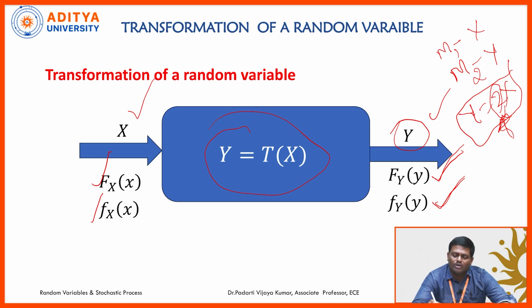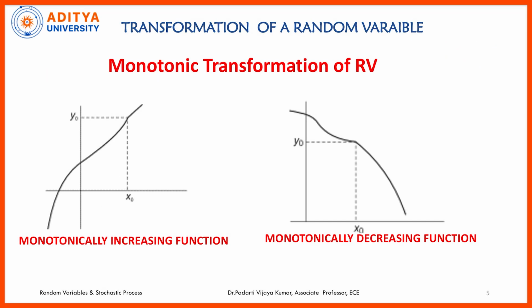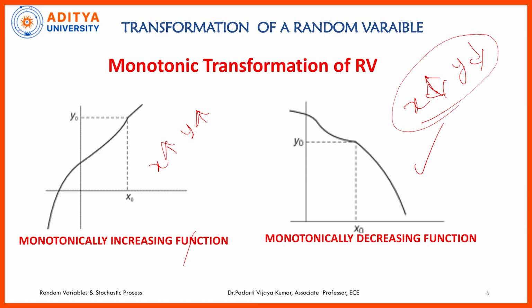So in general scenario, we also apply the transformations on a random variable. Scaling is also a transformation, amplification you can say. We also apply different types of transformations. One by one we will see. A monotonic transformation is of two types: monotonically increasing transformation and monotonically decreasing transformation. Monotonically increasing means as x is increasing, y is correspondingly increasing. If x is decreasing, y is also correspondingly decreasing, we call it monotonically decreasing transformation.